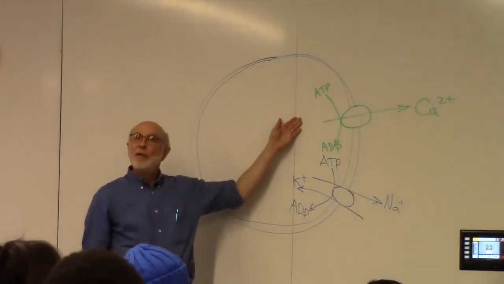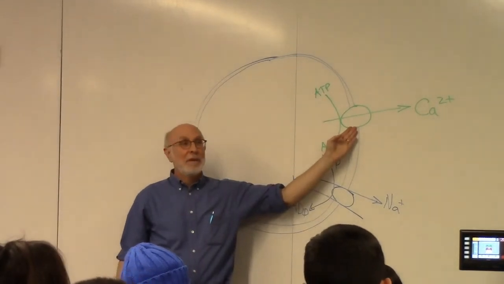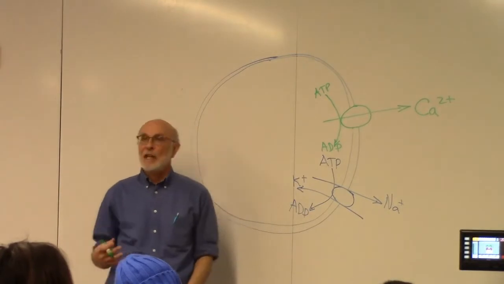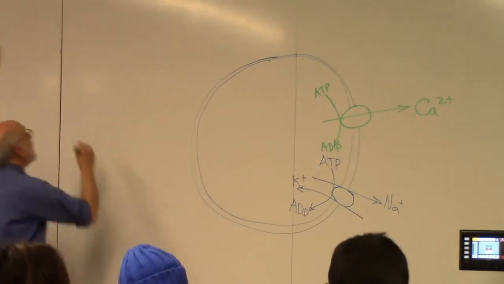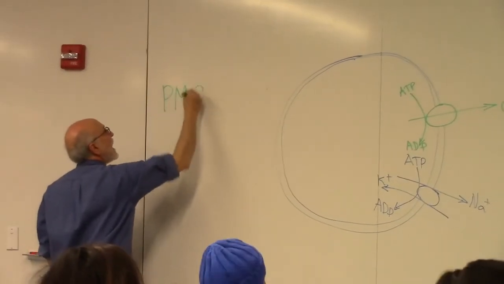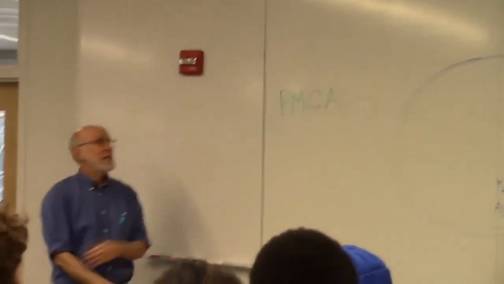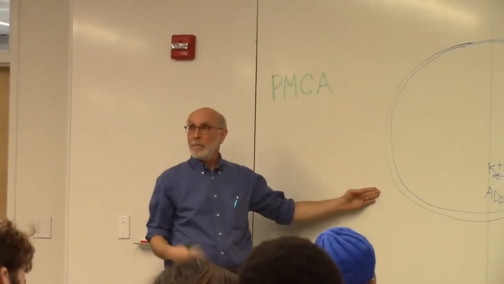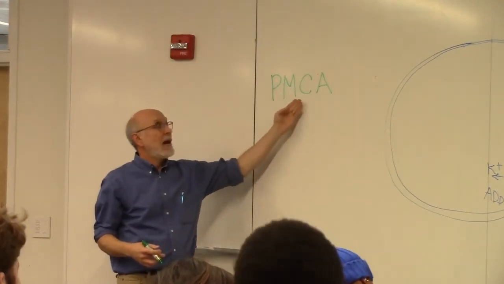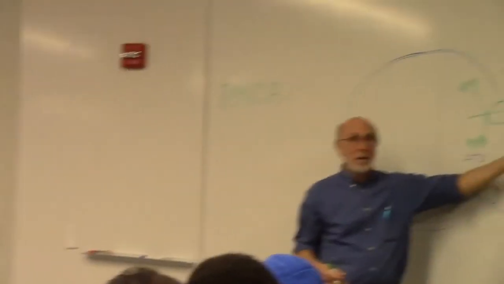What do we call this protein? A calcium ATPase. It in fact has a specialized name called the plasma membrane calcium ATPase. It's in the surface membrane, the plasma membrane. So the name is plasma membrane calcium ATPase, and it pumps calcium out.